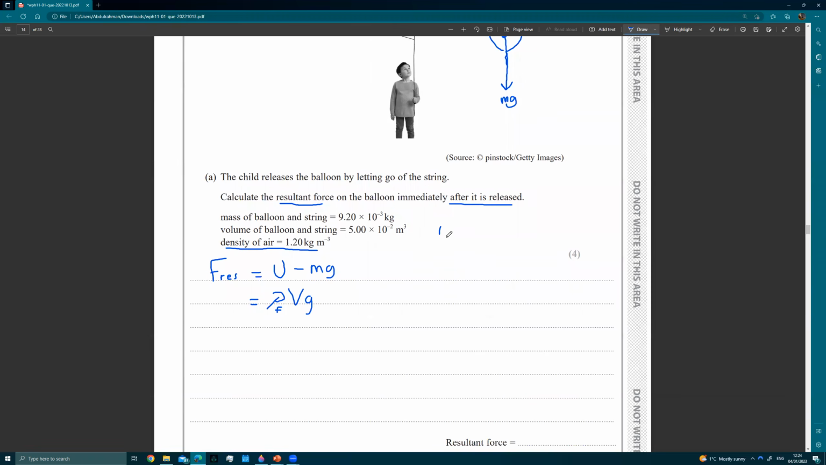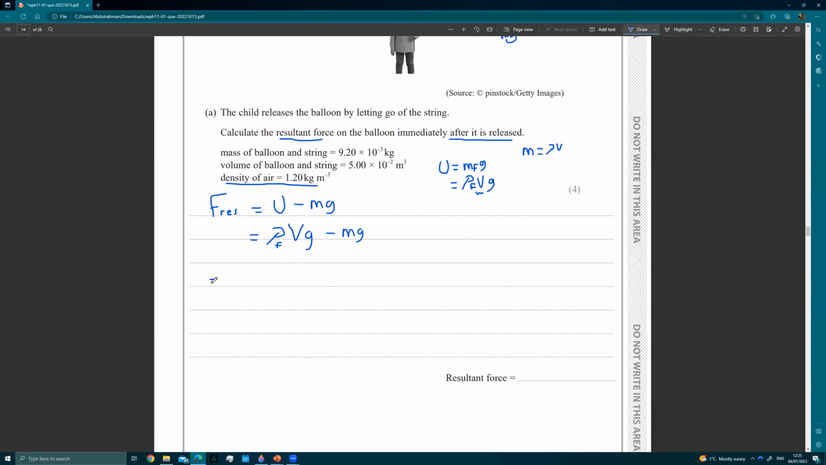Why? Because remember, upthrust is equal to the weight of fluid displaced. That's the definition of upthrust. And we know that weight is mg, so mass of the fluid displaced multiplied by g. And we know from the density equation that mass is equal to density times volume. So the mass of the fluid is the density of the fluid times the volume of the fluid displaced multiplied by g. And remember, this is the same as the volume of the object. So let's carry on, minus mg, which is the mass of the balloon and string, multiplied by g.